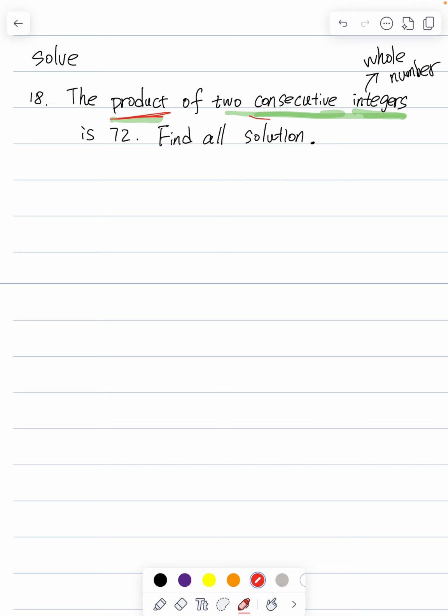Consecutive. What does consecutive mean? Consecutive means continuous, the neighbors. I'm not sure about the academic definition. Consecutive, next. For example, 3, 4, 5, they are consecutive numbers. They follow each other. The neighbors, they follow. Okay, 5 and 8, they are not consecutive numbers.